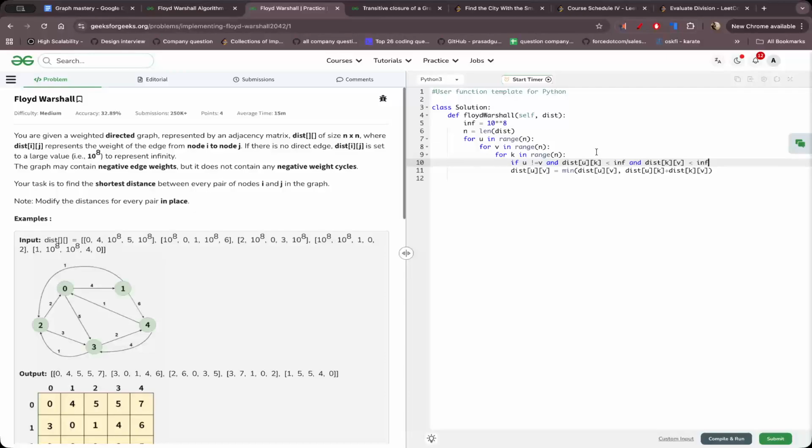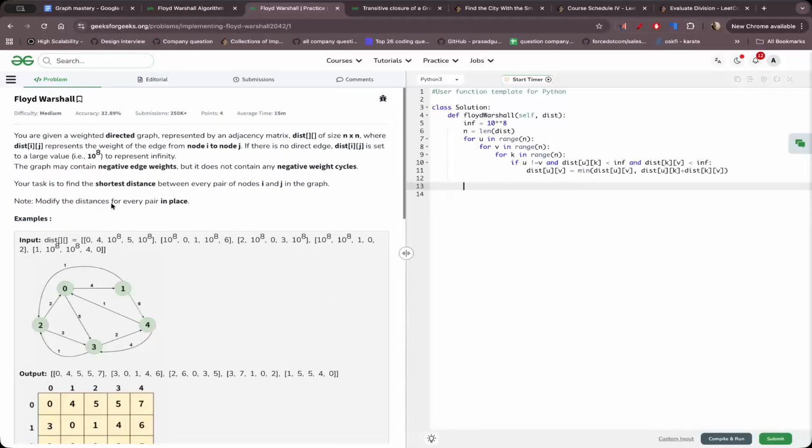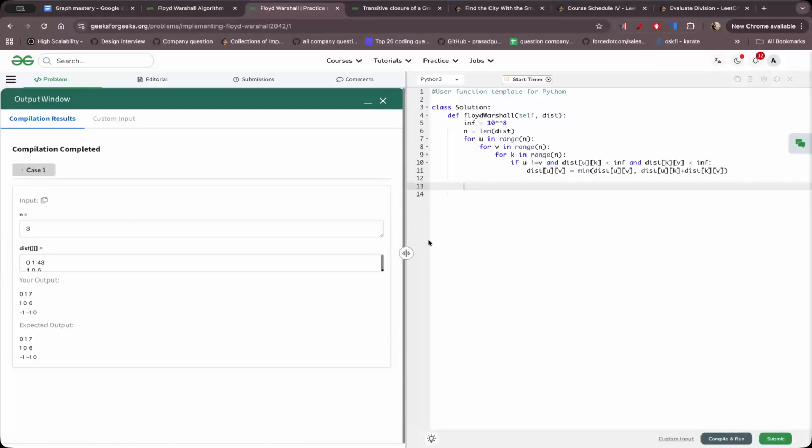Is there anything else I need to check? What about k? If k is equal to u, that means it will be 0. If k is equal to v, that will also be 0. So it doesn't matter, I can ignore that. All right, so in the end I'll have my distances. The task says to modify the distances of every pair in place. Okay, so it's an in place modification. I don't need to return anything.